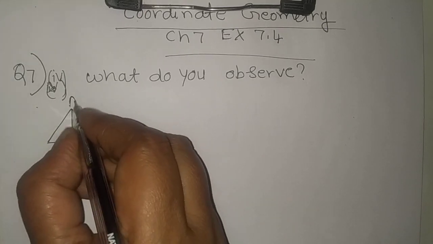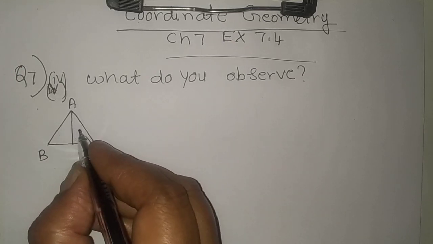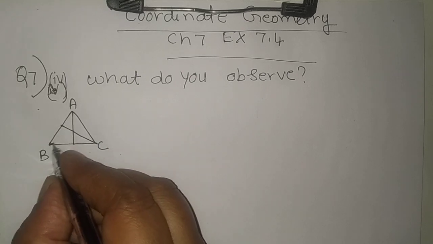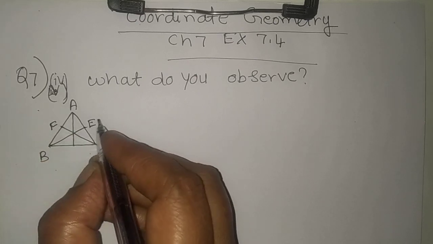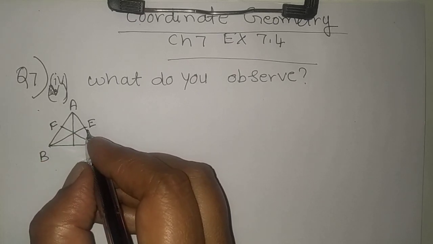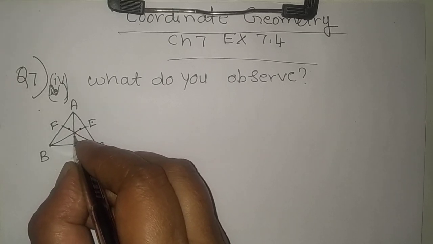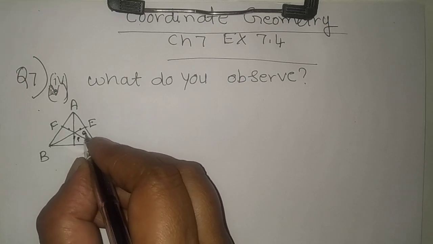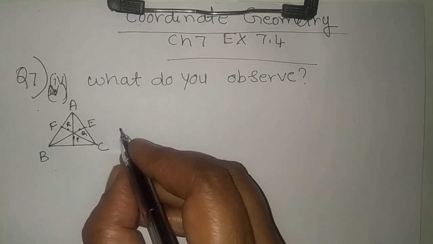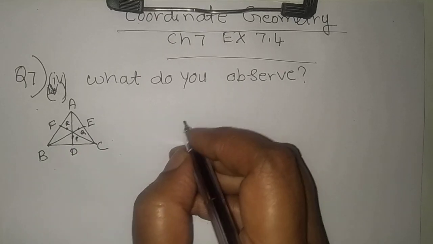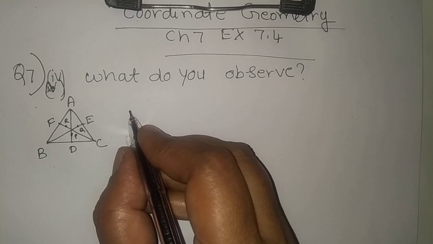This is the median. A, B and C. This is E, F, this is P, Q, and it was here P, Q and R. So this was the triangle and the medians, everything, and D. So what you observe, the question is given. So we just have to write the question.